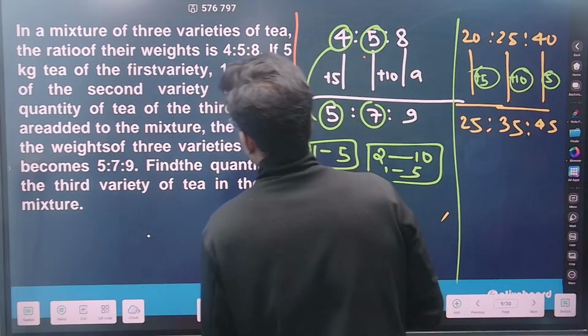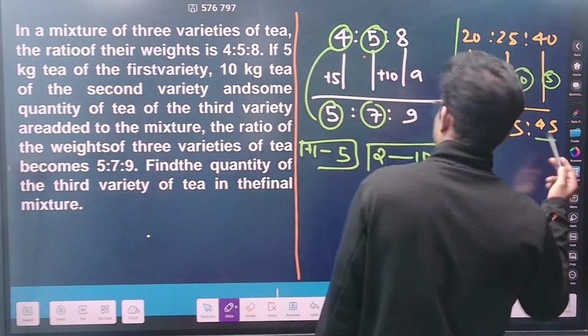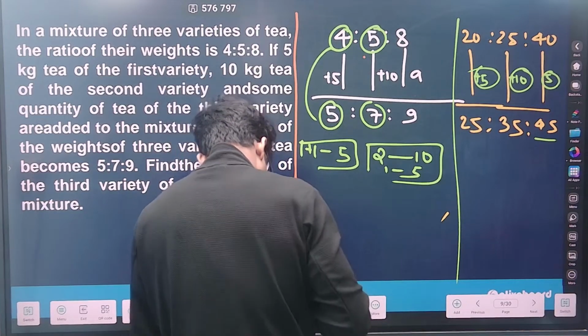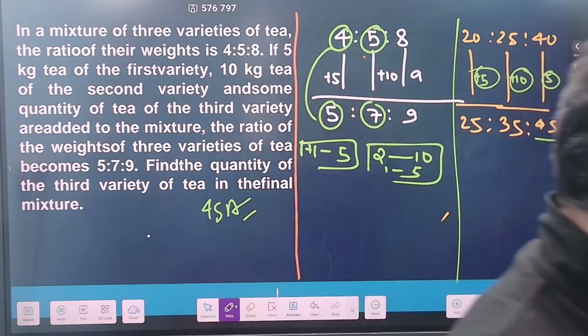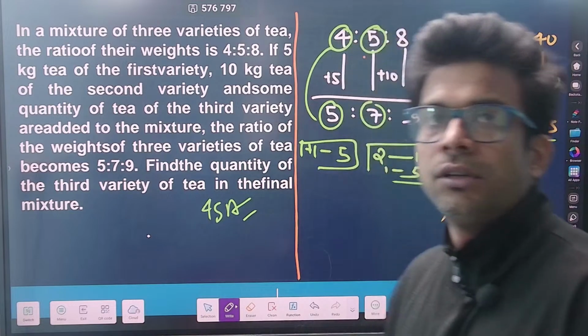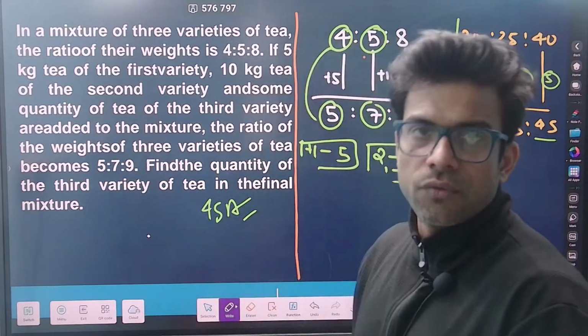Now they are saying to find the quantity of the third variety of tea in the final mixture. So 45 is the answer. And this is how this question can be solved through logic. Nothing else you need to do. Mark my word, just apply the logic and you can solve this question. I am just applying the logic and I've just solved it. So you can also try this on your own. No worries in it, okay? Fine.